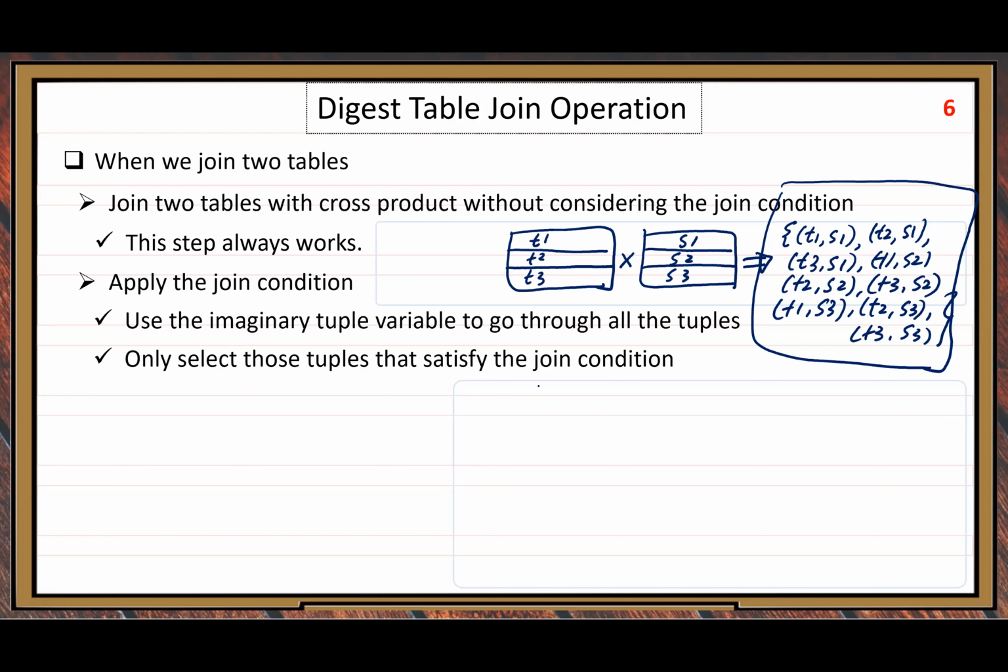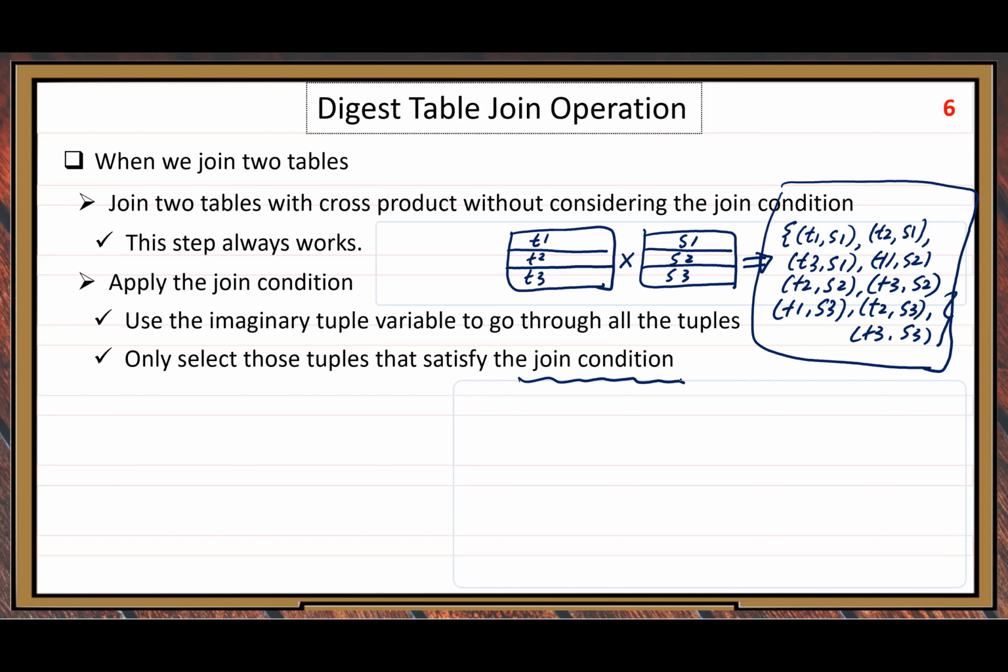The first round, you check the join condition. You take the join condition, then you go through all the tuples one after another. If the join condition is not satisfied, you eliminate it. You only keep those tuples that satisfy the join condition.